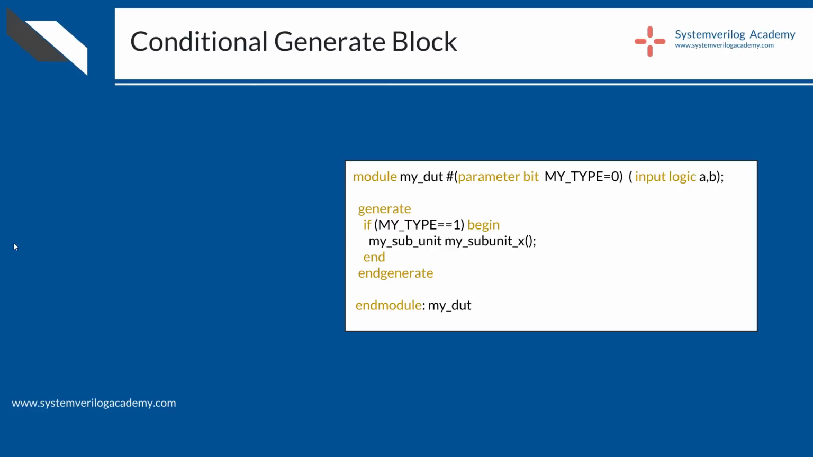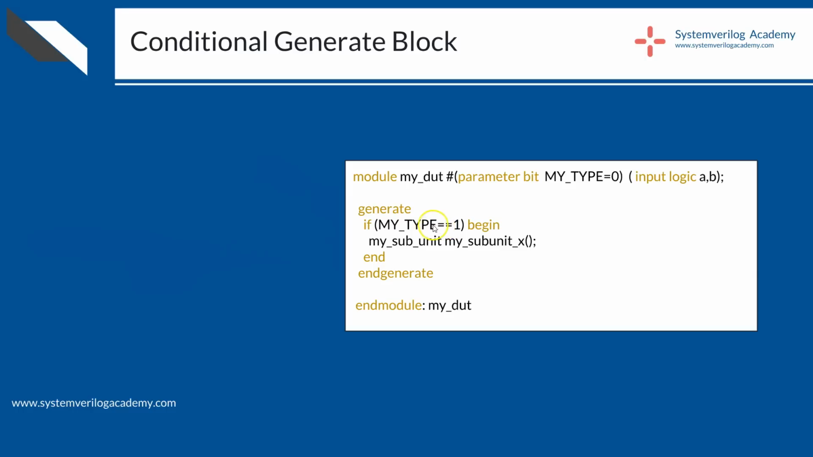Conditional generate construct. Here is an example of using a conditional generate block. Imagine, in your design, you have a top-level design module named MyDUT and a sub-module named MySubUnit. Assume that you need to instantiate the sub-module named MySubUnit into your top-level design module, based on the value of a parameter named MyType. That is, if MyType is 1, you need to instantiate a sub-module, else not.